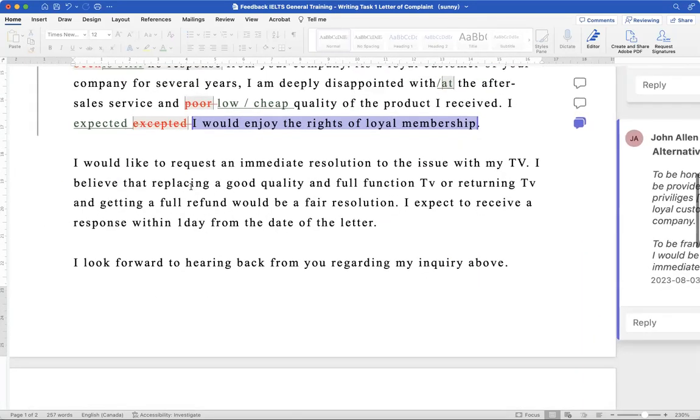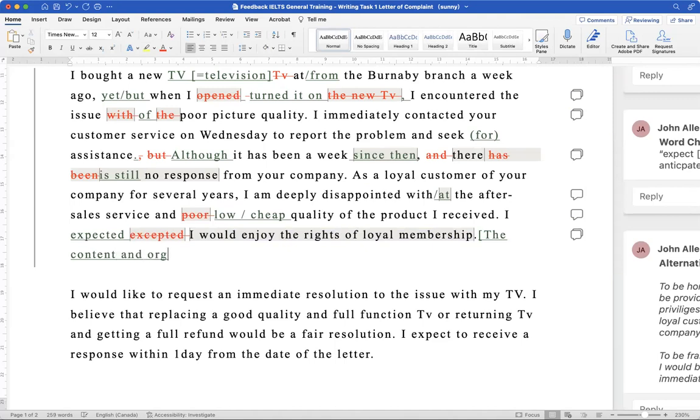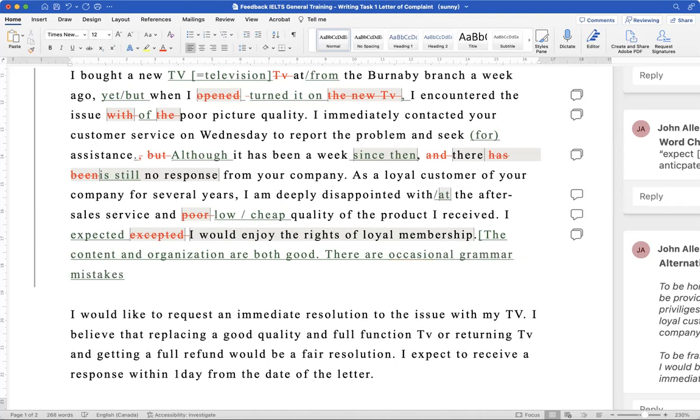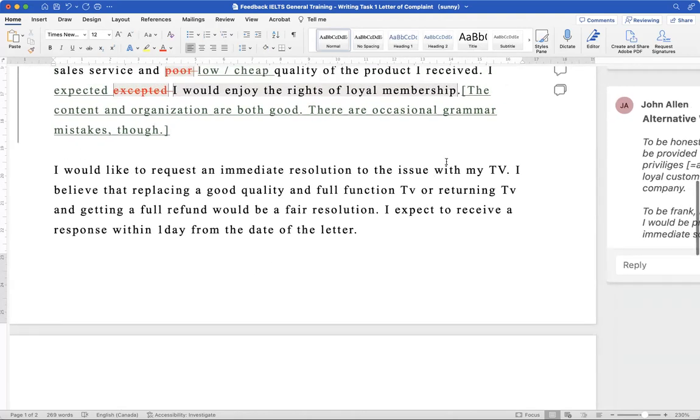Okay, let's check this paragraph. Again, the content is good here. The content and organization are both good. There are occasional grammar mistakes. Okay. I would like to request an immediate resolution to the issue with my TV.